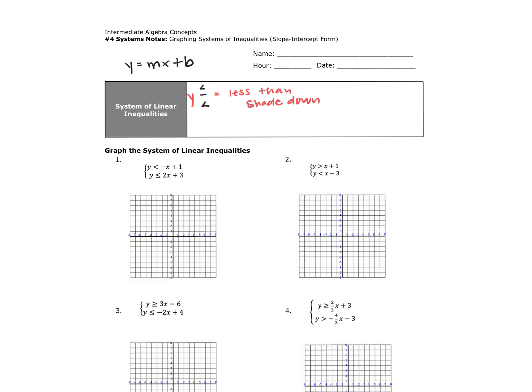If you have something that looks like this, so let's start with our y first, and then you have this, or this, or this, that's going to be greater than, and you're going to shade up. Finally, if you have this or this, you're going to use a dashed line. But if you have this, this, this, and this, meaning the equal to, you're going to use a solid line.